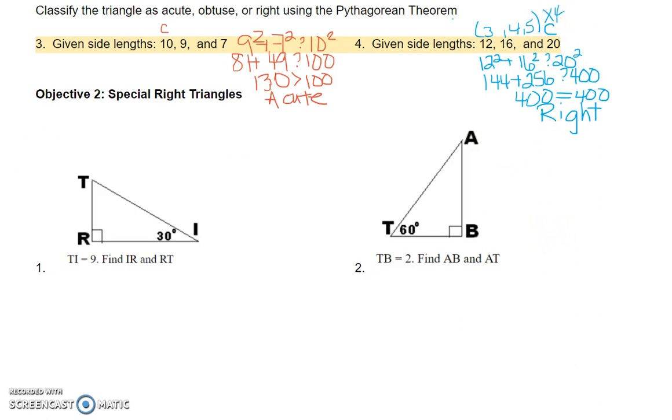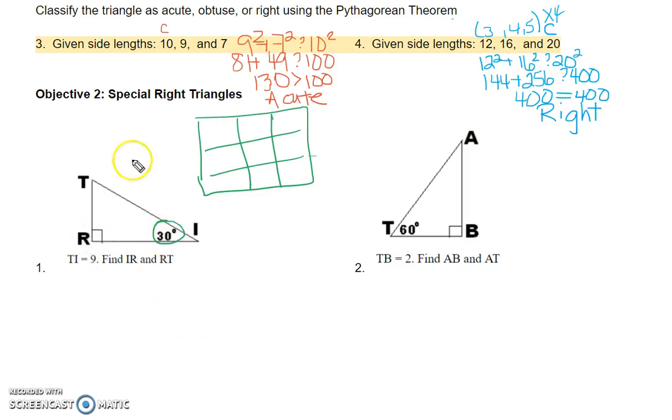Okay. Objective 2 is special right triangles. We have a graphic organizer for our special right triangles that is expected to be used. We have a 3x3 grid, and I want to identify the type of triangle. And I'm going to look at my angle measure. So it's a 30-degree angle here, 90-degree angle here, and even though it's not written, I can make it a 60-degree angle based on our triangle sum theorem. So that means I have a 30, 60, 90 triangle.